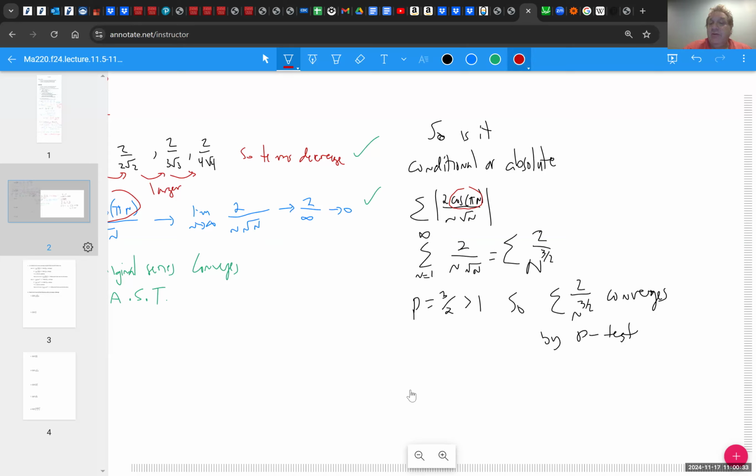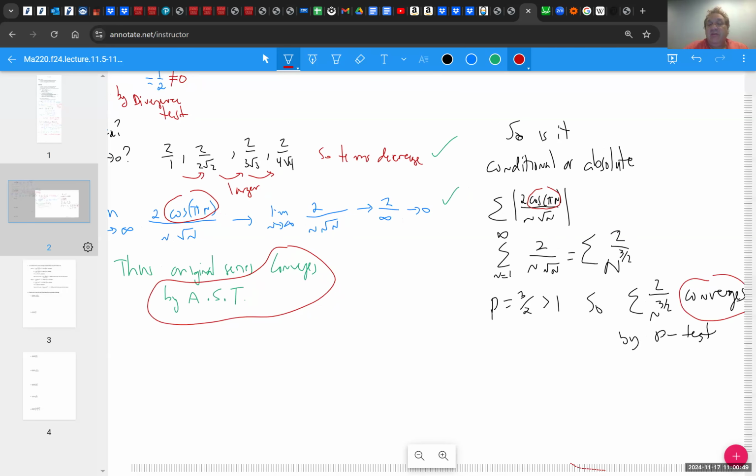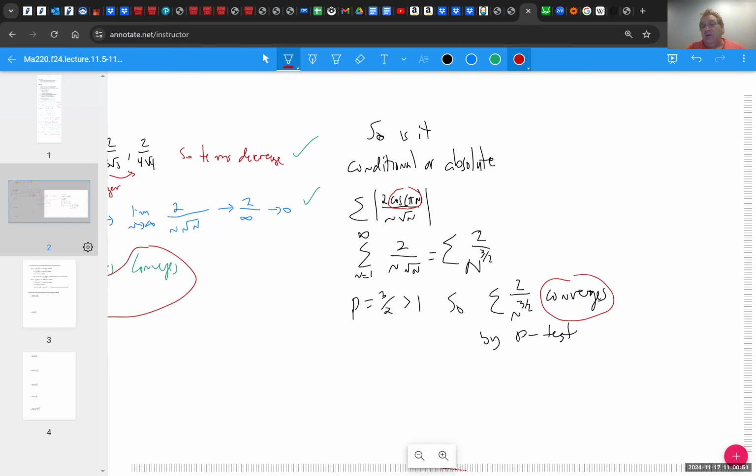Also, when we get rid of all the negative signs, we have a new series with only positive signs that also converges. So we have convergence by the alternating series test. When we got rid of all the negative signs, it still converges. So if it converges by the alternating series test and it still converges after you get rid of the negative signs, we now call this absolutely convergent.